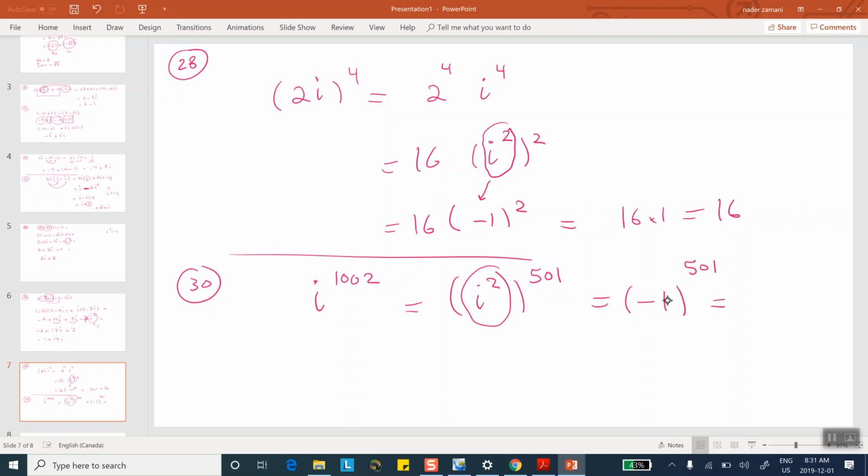Now, if you take minus 1 and multiply by itself an odd number of times, 501 times, you're going to get a minus 1. Remember, minus 1 to an even power is 1. Minus 1 to an odd power, odd integer, is minus 1. That's what I used here, right? Okay, so let me stop this.